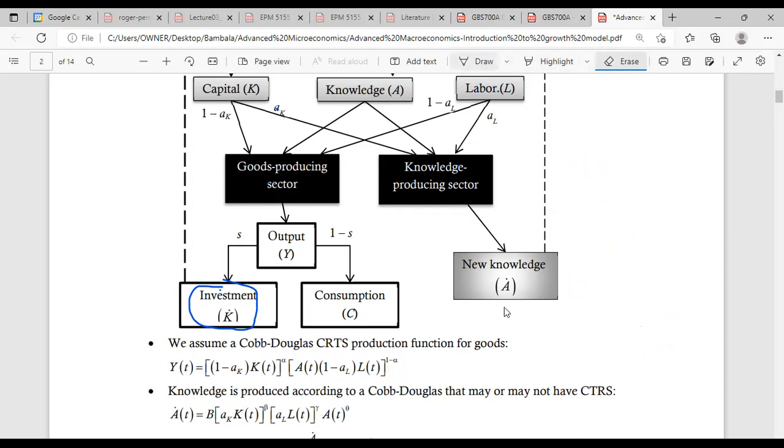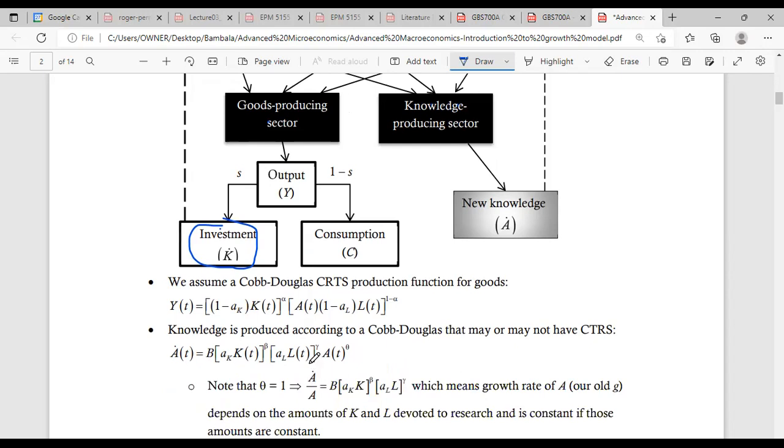The same explanation goes for knowledge. Notice that there is already a dot on top. That's showing you the growth of knowledge with respect to time. So here comes our first model that we have to keep in our heads. Now, there's nothing sinister really about this model. This is just the typical Cobb-Douglas.